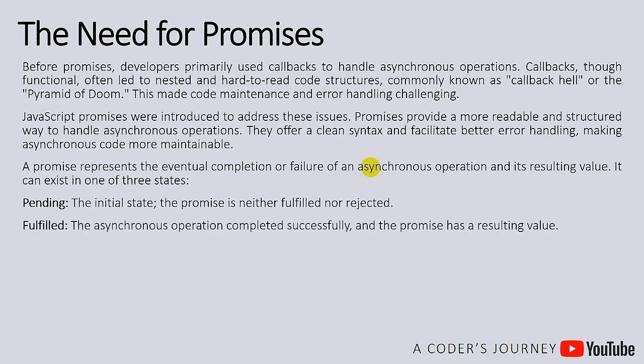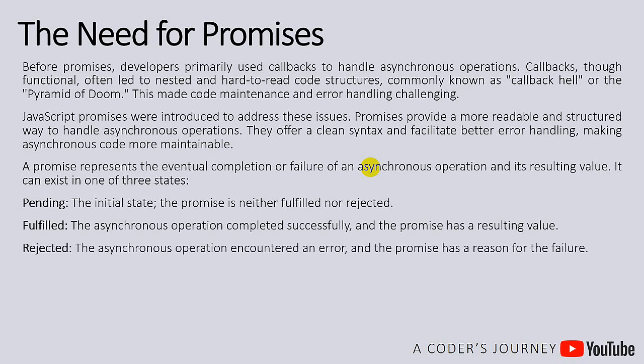Then you have the fulfilled state. The fulfilled state means that the asynchronous operation has completed successfully and the promise has a resulting value, right? It has produced a value that you can consume, that you can use. And the last potential state is rejected, which means that the asynchronous operation has encountered an error and the promise has failed for some reason.